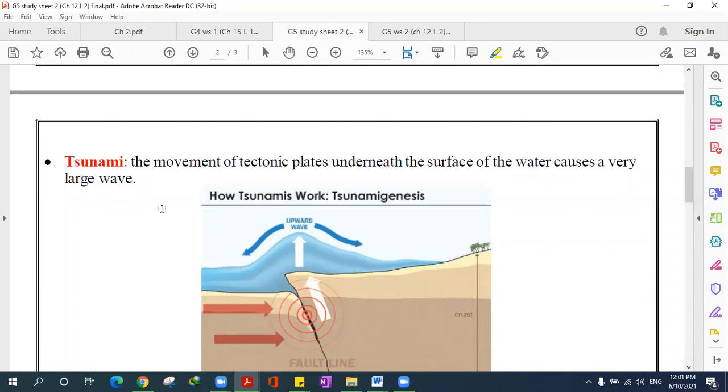You guys already know this. So all I need you to know is that a tsunami is caused by the movement of tectonic plates.